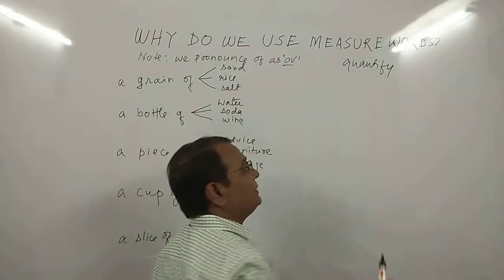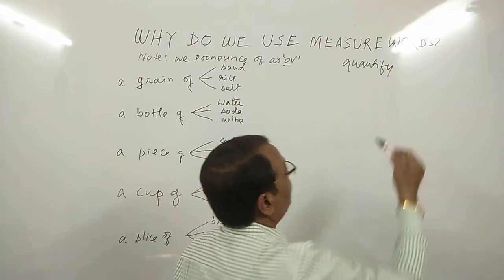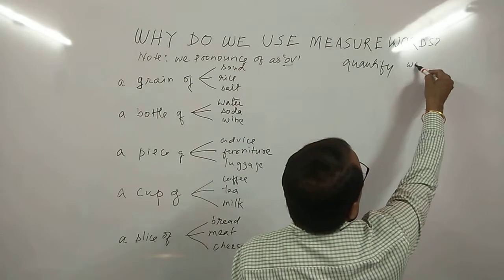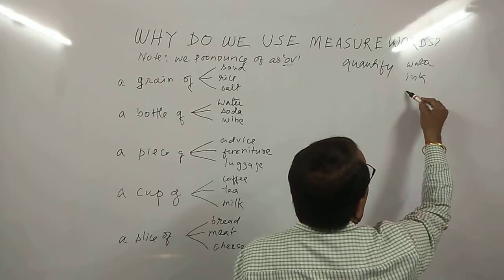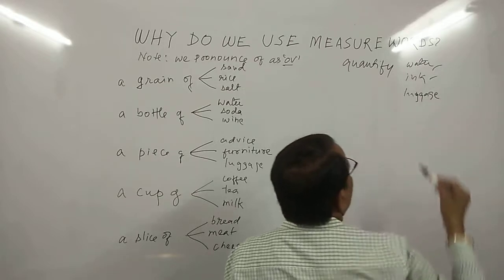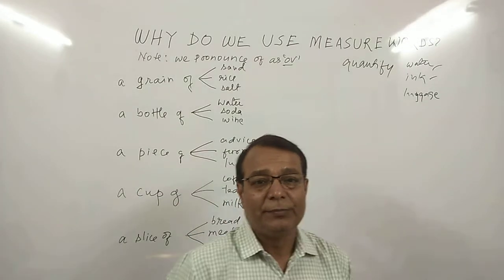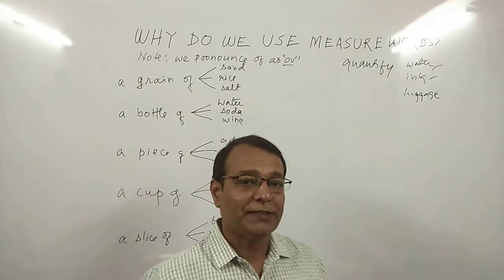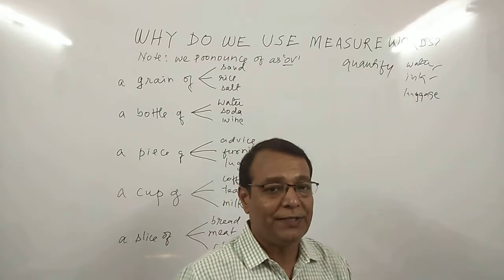For example, there are certain nouns which are uncountable. For example, you say water, ink, luggage. These are the words which we do not count actually, and these are uncountable words. But to tell the quantity of that thing, we use containers and quantifiers in the beginning.